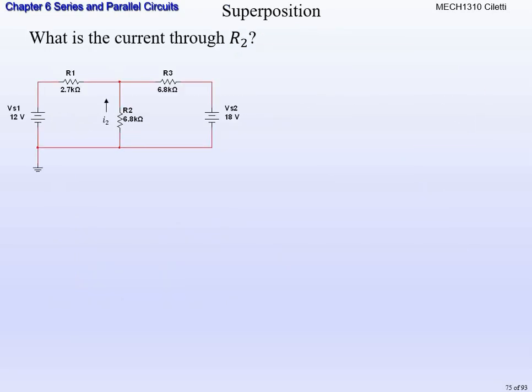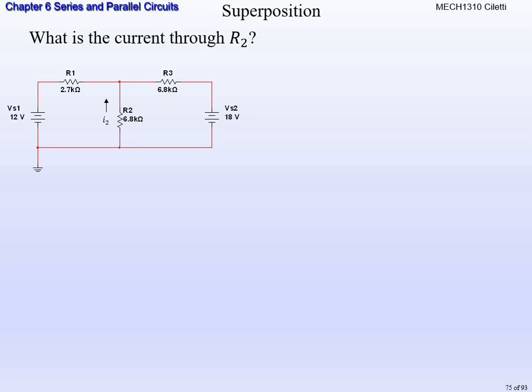So take the time, draw this circuit down, and we're going to find the current through R2. Notice there are 2 voltage sources, a 12 volt source and an 18 volt source. You're going to find the contributions from each source. So anytime you see 2 sources on your problem, you're going to solve using superposition. Take the time to draw this, and we're looking for I2, which is the current through resistor 2.